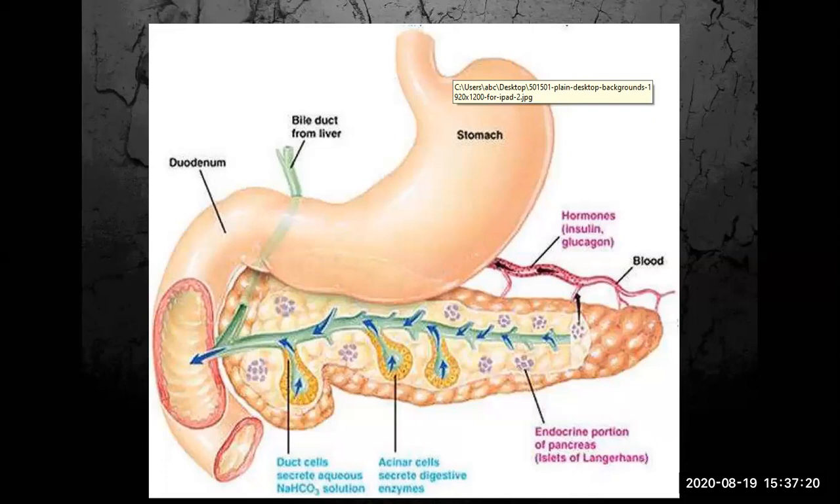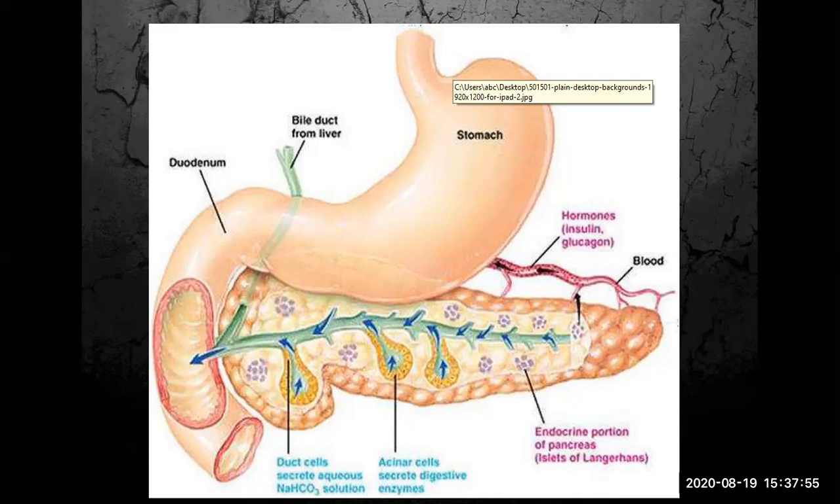And today we will continue the same chapter, chemical integration and coordination. And in today's class, we are going to discuss the remaining endocrine glands. We have studied many glands in earlier classes like pituitary gland, thyroid gland, parathyroid gland, pineal gland. We have studied about the adrenal gland also. And in today's class, first of all, we are going to see the pancreas.